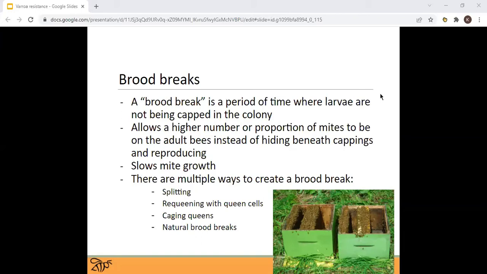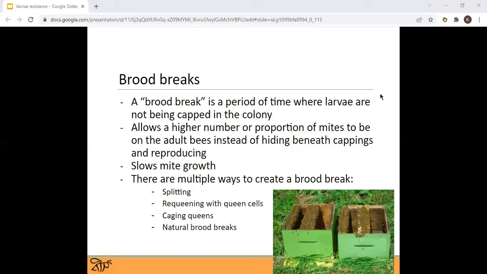A better way to cause a brood break is by splitting your colony. So a split is going to reduce the resources in a hive and slow bee production, and therefore slow mite production as well. And then when you're requeening your split, if you requeen with a queen cell, or even if you're just requeening a full-size colony, consider requeening with a queen cell.